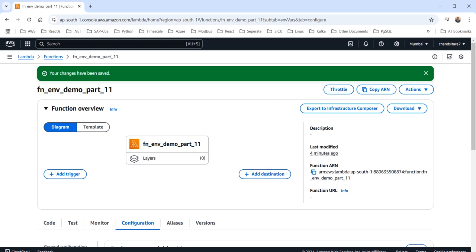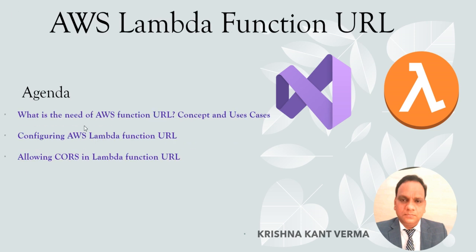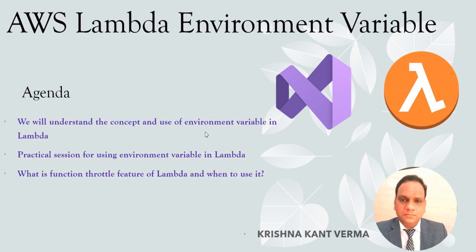So that was the agenda of this video. We have covered what an environment variable is and how to use it. We have seen it through a practical, and we understand the throttle feature of AWS Lambda.